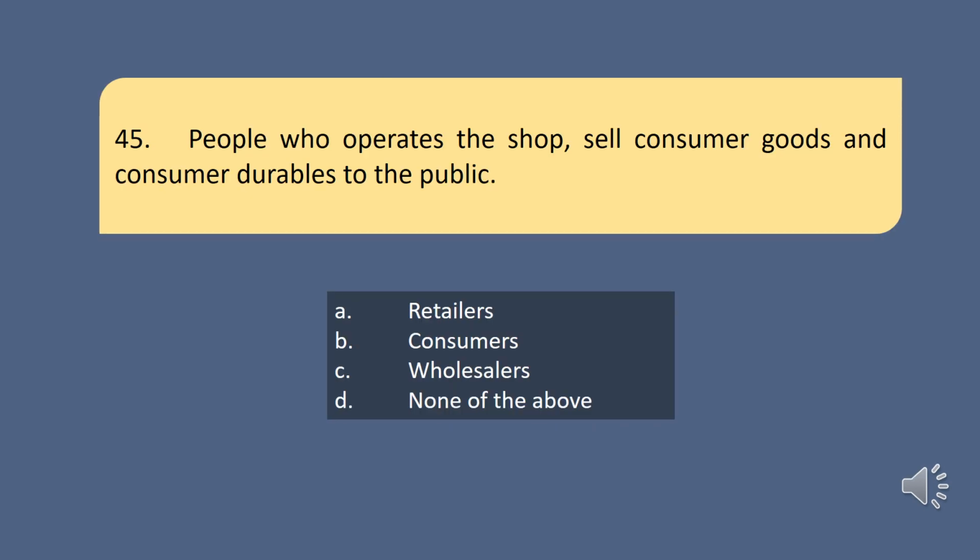45. People who operate the shop, sell consumer goods and consumer durables to the public. A. Retailers. B. Consumers. C. Wholesalers. D. None of the above.